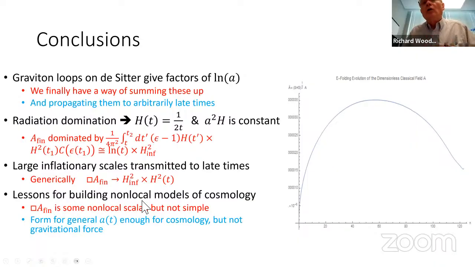Lessons of this for building non-local models of cosmology. Well, the thing that makes everything work, box of A finite, is some non-local scalar, because A is the expectation value of a scalar, and box is a scalar differential operator. So it's some non-local scalar, but I'll be damned if I can recognize it. I've been building non-local models of cosmology for decades, and it's nothing I would have guessed.